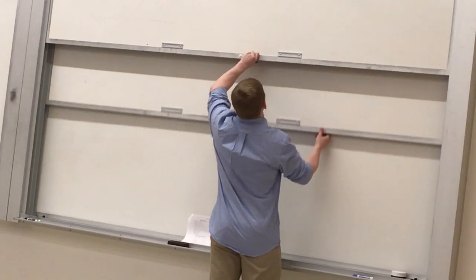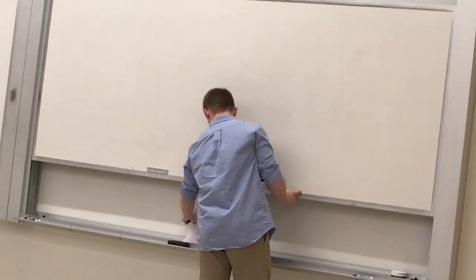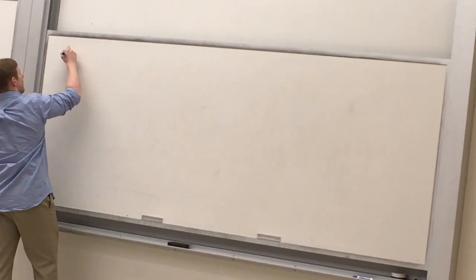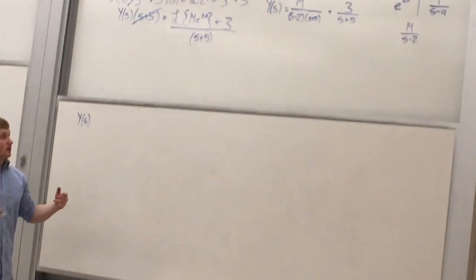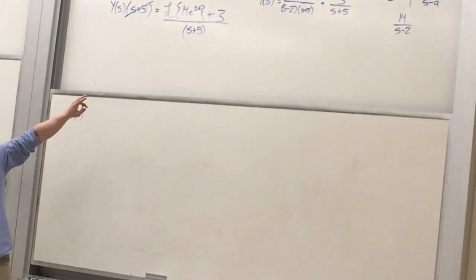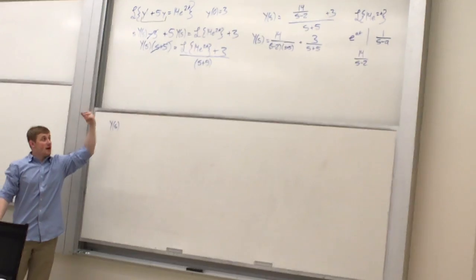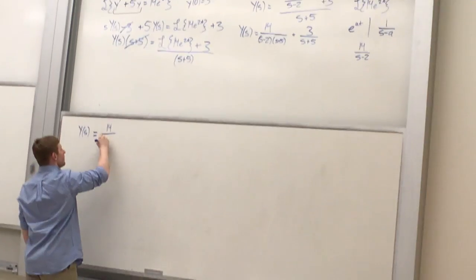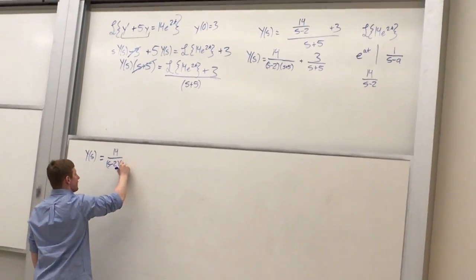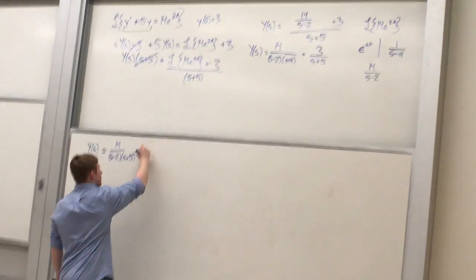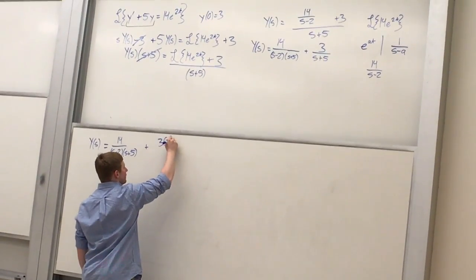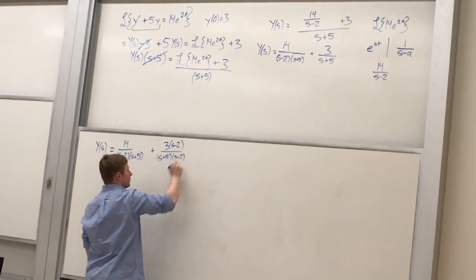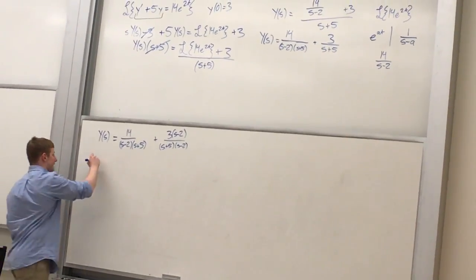So, I'm going to do a little board flip. And I have capital Y of s. In order to make them common denominators, I have to multiply my fraction with the 3 by s minus 2 on top and bottom. So we have, this is equal to 14 over s minus 2, s plus 5. This is going to be 3 times s minus 2 over s plus 5, s minus 2. So now they have the same denominator. I can add them together.